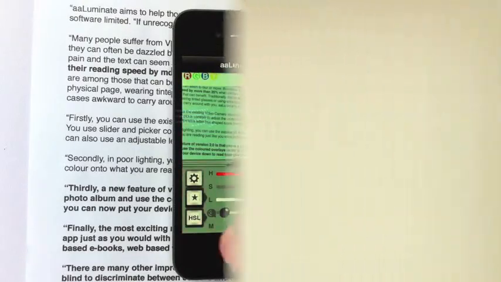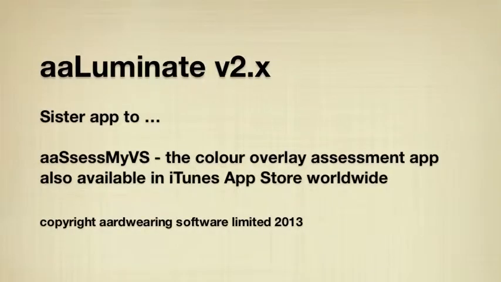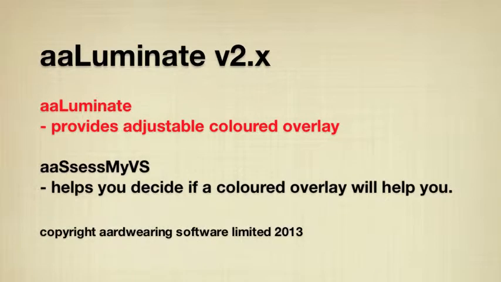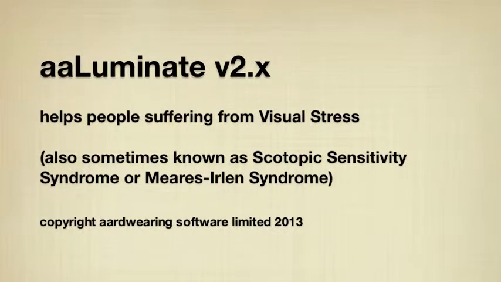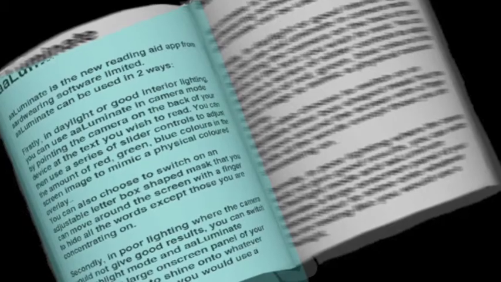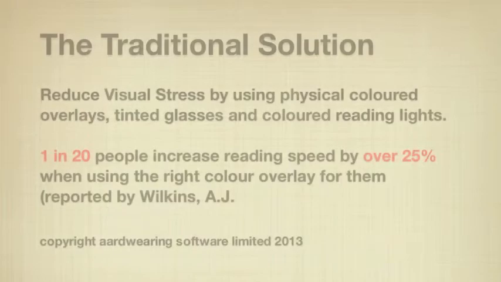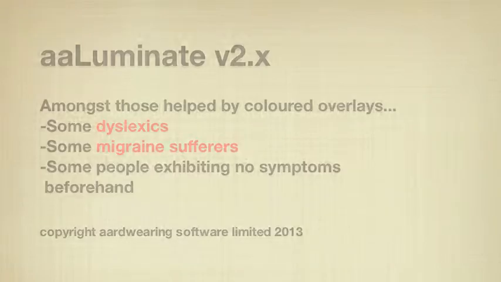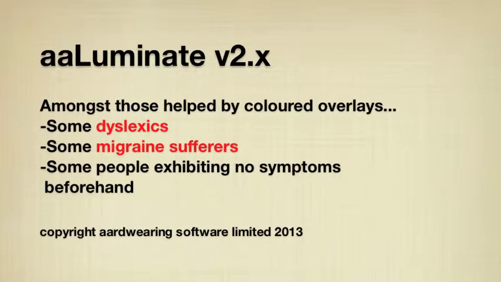aaLuminate has a sister app called Assess My VS, and that's used to check whether coloured overlays will work for you in the first place. Both apps are aimed at helping people who suffer from visual stress when reading dark text on a bright white background. Academic studies have shown that coloured overlays placed over the pages being read can increase reading speeds by more than 25% for about 1 in 20 people. Those affected will include some dyslexics and migraine sufferers.